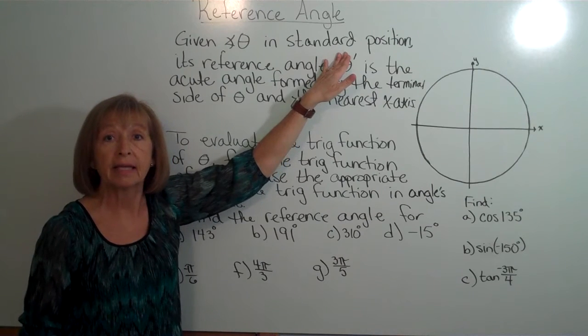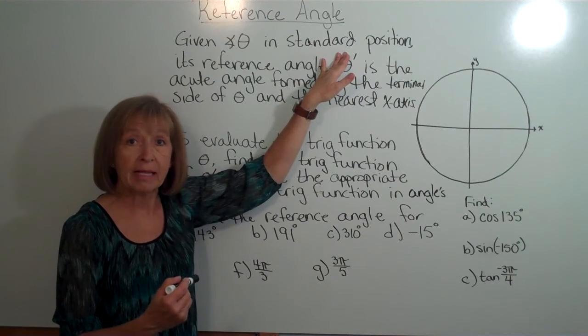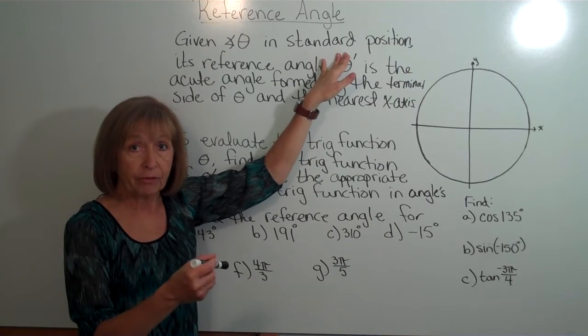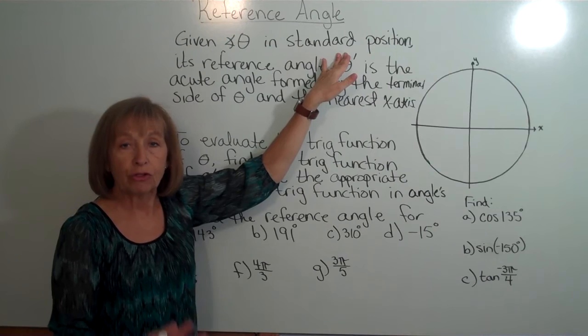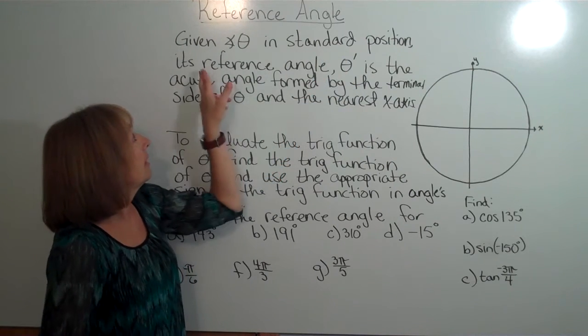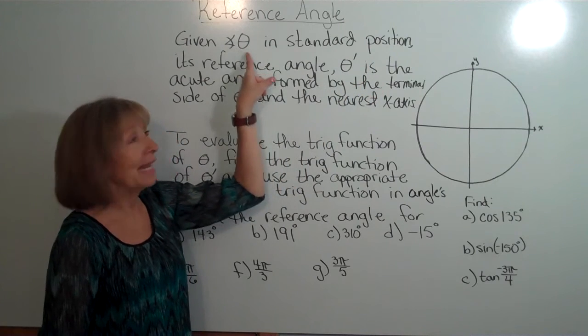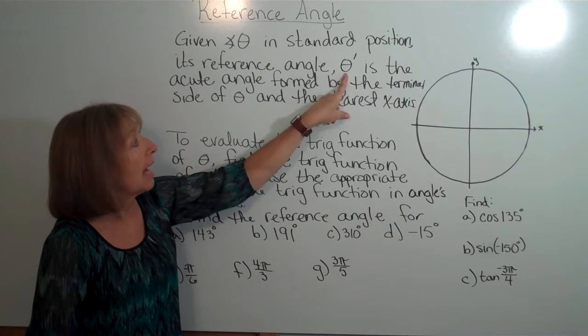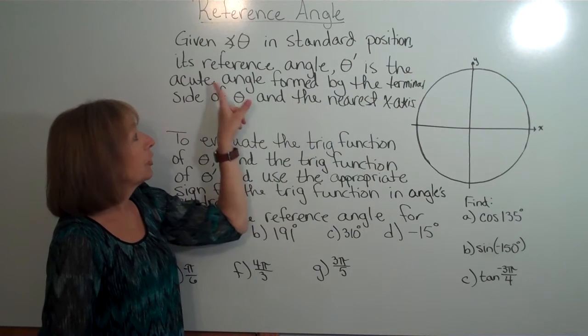So remember, that's coming off of the positive x-axis, up and around for a positive angle, down and around for a negative angle, and you look at the quadrant that the terminal side is in. And its reference angle, theta prime, so whatever the name of that angle is, you're going to put a tick on the name, the reference angle, is the acute angle.